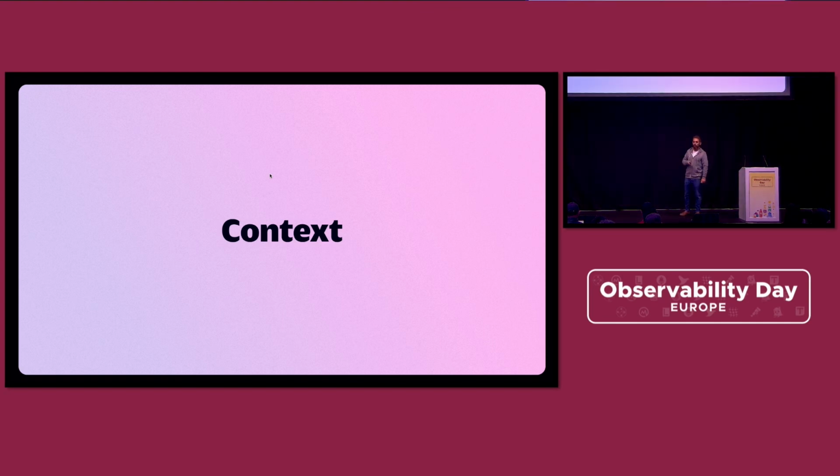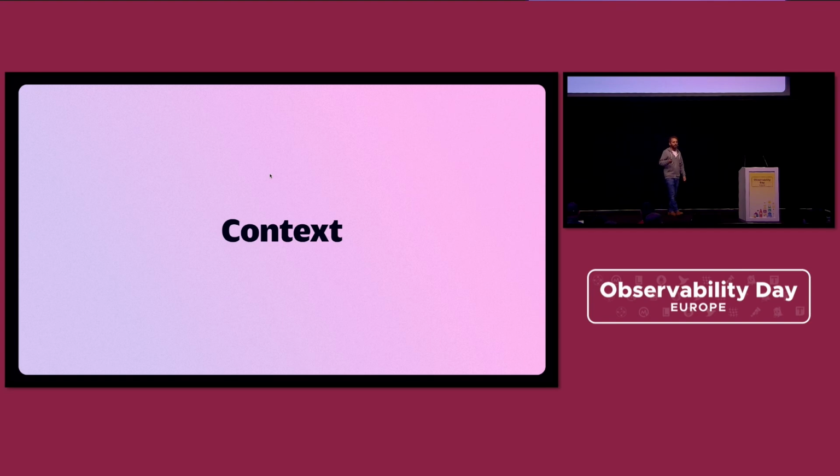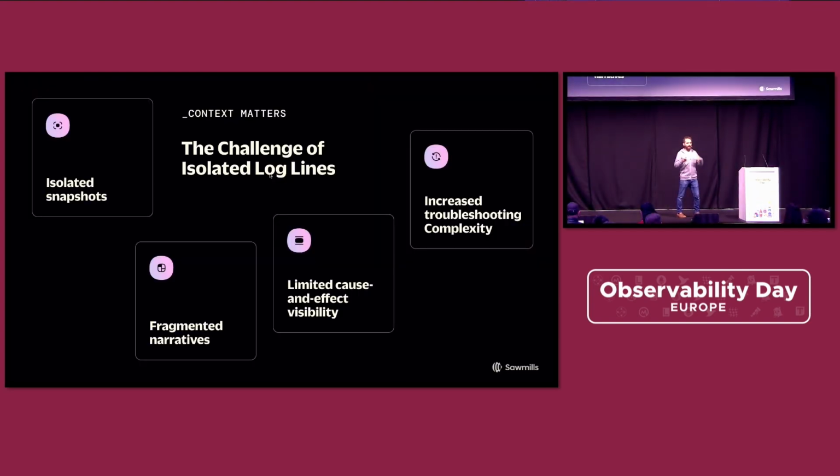OK, so we talked about a bunch of problems, but we haven't covered one problem that Ronit alluded to, which is the context. Log lines are isolated. That's the nature of log lines. Each log line is by itself. It's not connected to the other log lines. So it's fragmented. It doesn't tell the story of cause and effect.